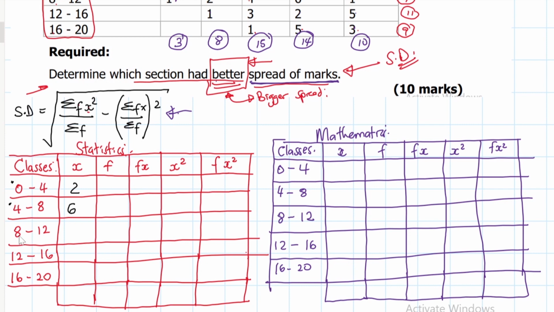So 12 minus 8 is 4. What is that? 4 divided by 2, you get 2. So we add the 2 to the 8. We end up with 10.